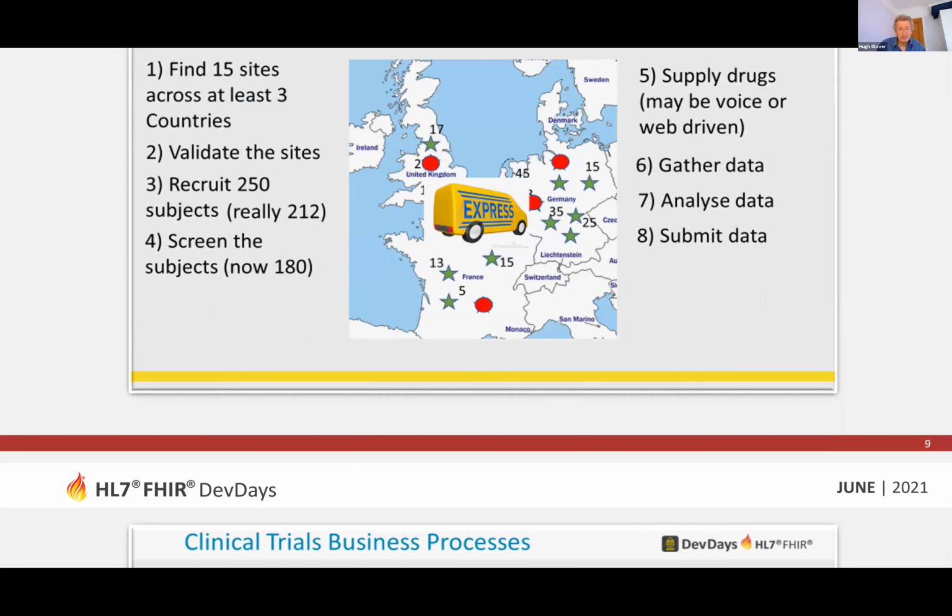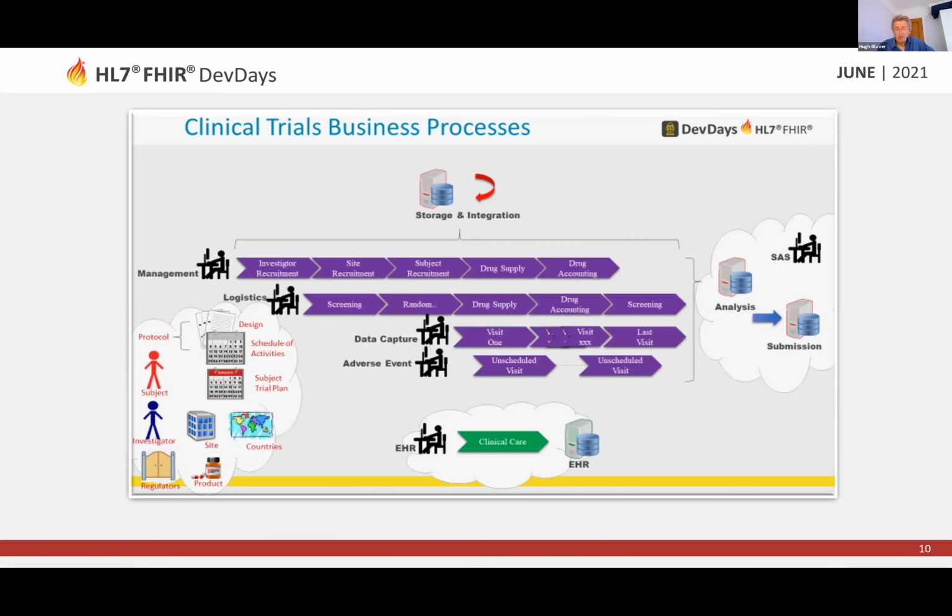This slide brings home the same point. So the purple streams across, there's one for management of the trial as a whole, there's one around logistics, there's one around data capture, there's one around adverse events capture. That's all process stuff. That all has to have its own local storage and integration with lots of other different systems. Some of the work I've done in the past, we've been integrating anything up to 60 different systems just to be able to run a trial in one country.